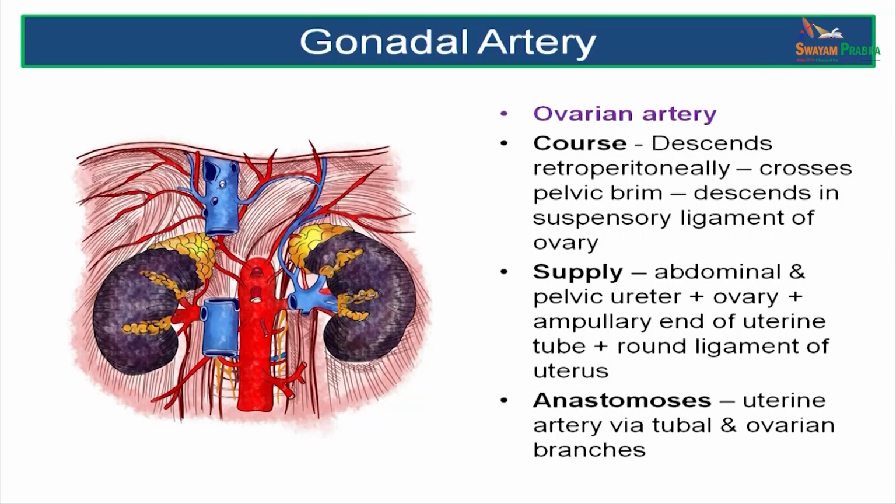The ovarian artery is present in females. It arises in the same way as the testicular artery. It descends retroperitoneally but remains in the pelvis and enters the suspensory ligament of the ovary. It also supplies the abdominal and pelvic ureter, the ovaries, the ampullary end of the uterine tubes and the round ligament of uterus. It anastomoses with the uterine artery via the tubal branches.